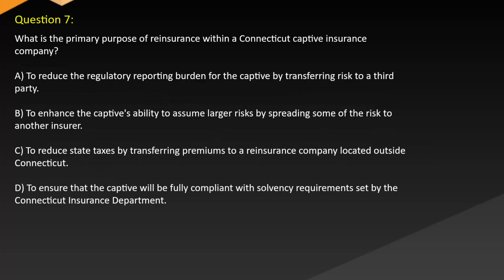Question 7. What is the primary purpose of reinsurance within a Connecticut captive insurance company? A. To reduce the regulatory reporting burden for the captive by transferring risk to a third party. B. To enhance the captive's ability to assume larger risks by spreading some of the risk to another insurer. C. To reduce state taxes by transferring premiums to a reinsurance company located outside Connecticut. D. To ensure that the captive will be fully compliant with solvency requirements set by the Connecticut Insurance Department.